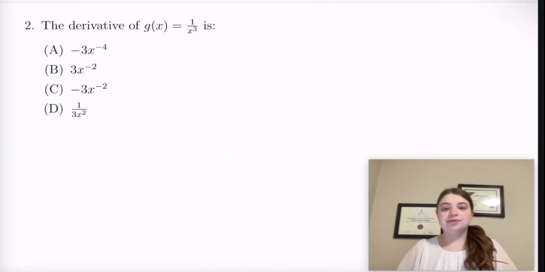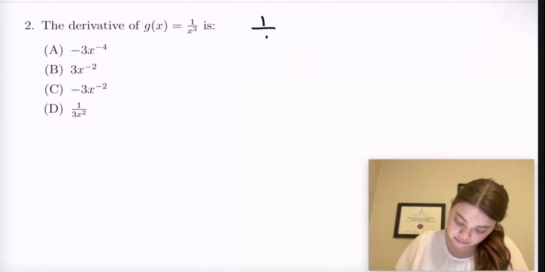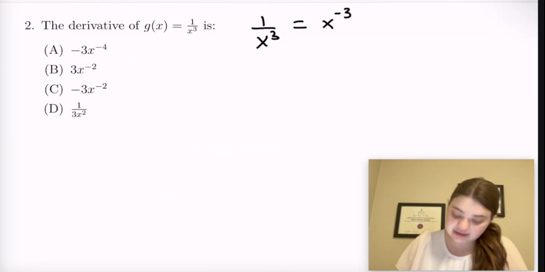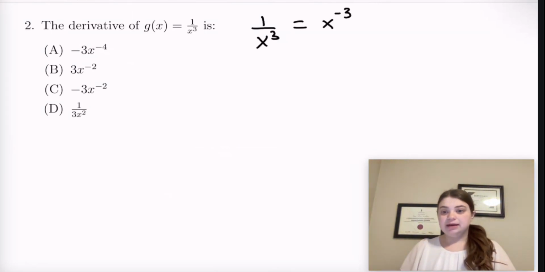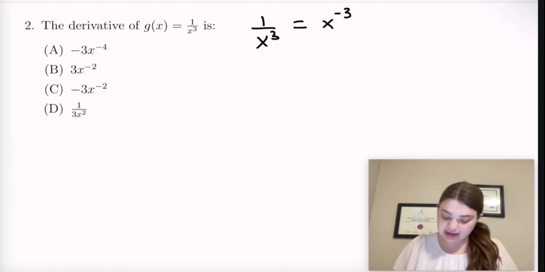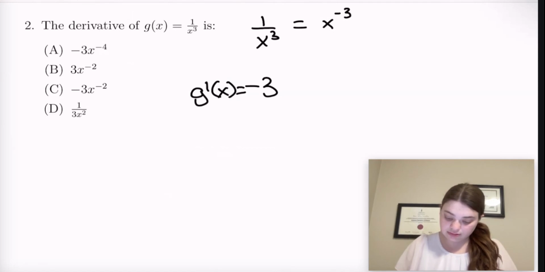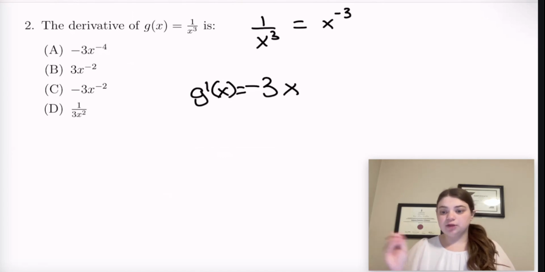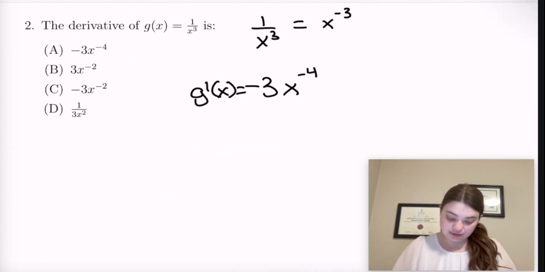This one asks about the derivative of 1 over x cubed. Now recall that 1 over x cubed is the same thing as x to the power of negative 3. And then when we take the derivative, I'm going to take the negative 3, put it out in front, and then I'm going to lower the exponent by 1. So what's 1 lower than negative 3? That'd be negative 4. And so the answer is this first one here again.